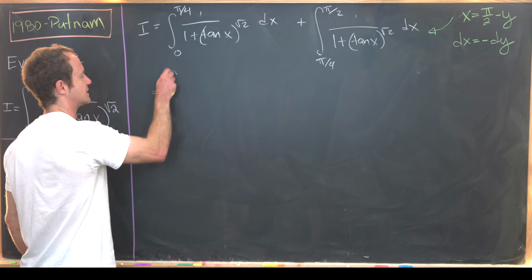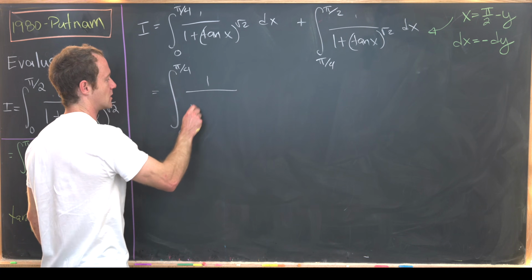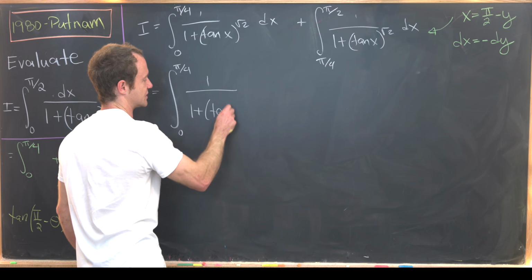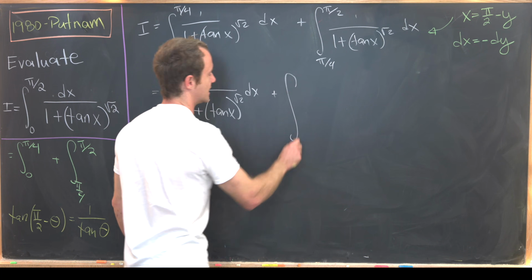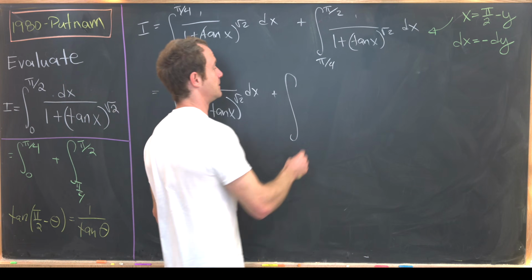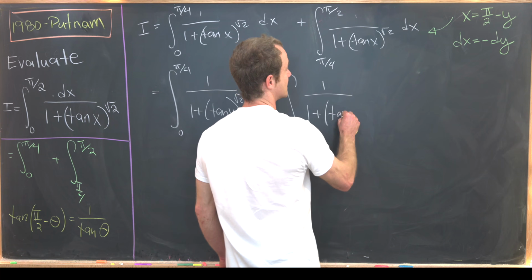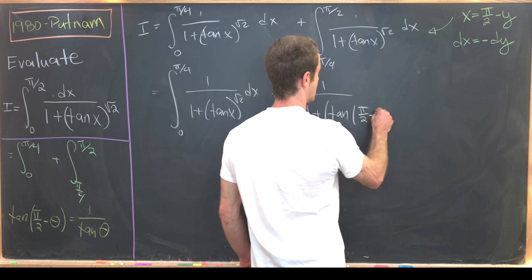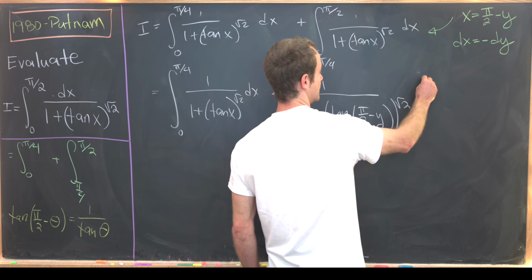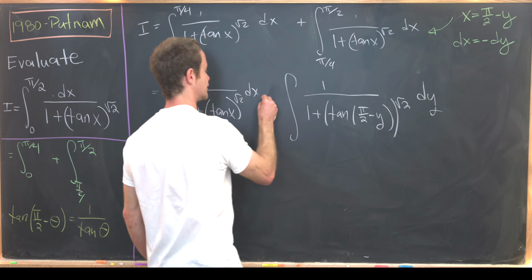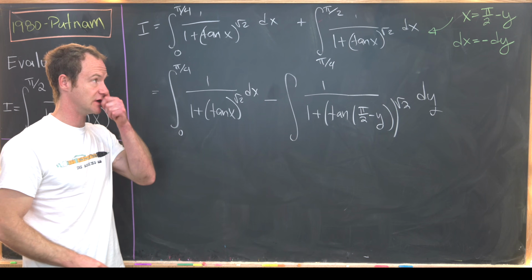I'll just bring this first integral down. I have the integral from 0 to pi over 4, 1 over 1 plus tangent of x to the square root of 2 dx. Then I have plus the integral of 1 over 1 plus tangent of pi over 2 minus y, and then I'll have that to the square root of 2, my dy component, which changes this to a minus sign. Now let's see what happens to our bounds of integration.